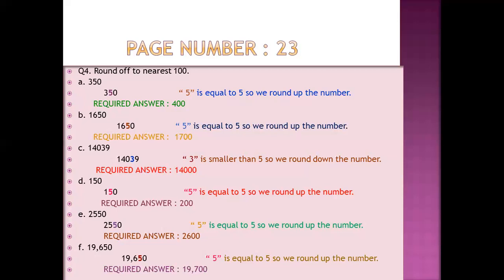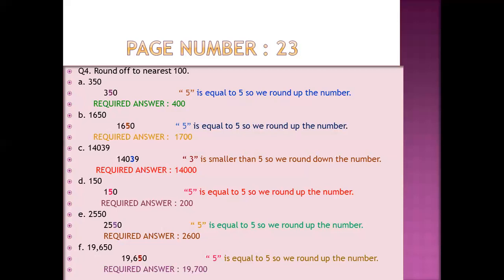The next part is 1650. Again 5 on the tens place and 5 is equal to 5. This is a half number, equal to 5. It means that we round up our number and the answer will become 1700. The next is 15039. 3 is smaller than 5 and 3 lies on the tens place. So we round down our number and the required answer will be 14,000.